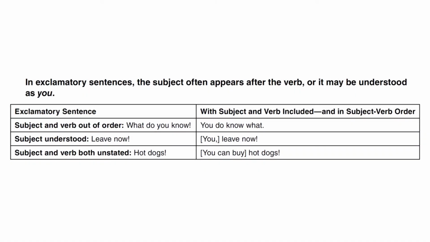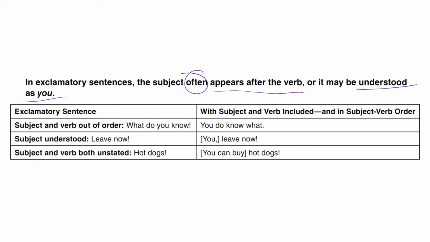So, in exclamatory sentences, the subject often appears after the verb, or it may be understood as you, which we already covered in the previous lessons. So we have the exclamatory sentences, and in the second column we have them with subject and verb included, in subject-verb order, because those exclamatory sentences come in different orders and in different structures.